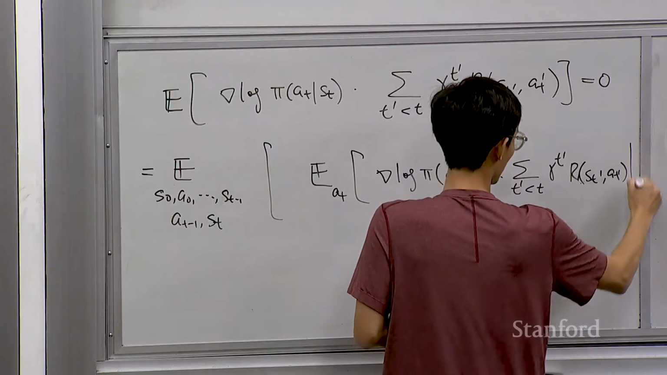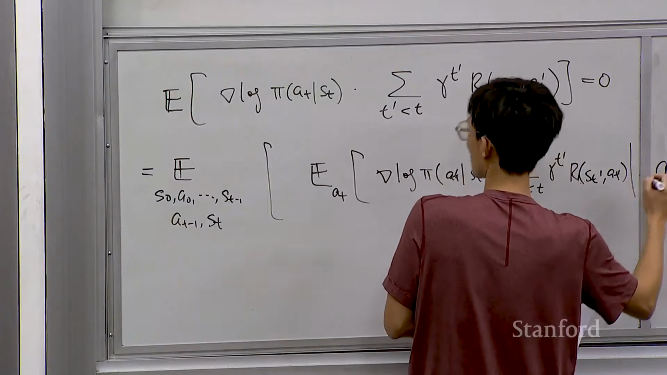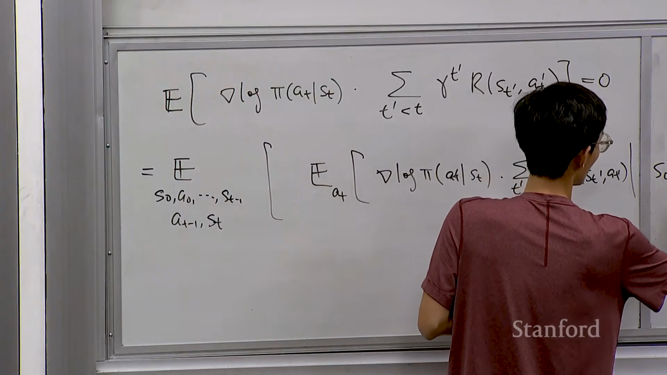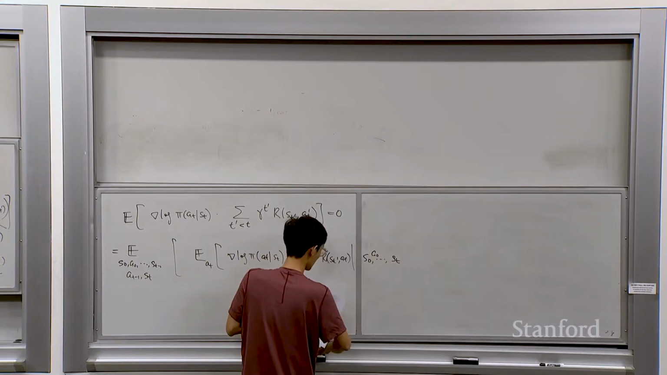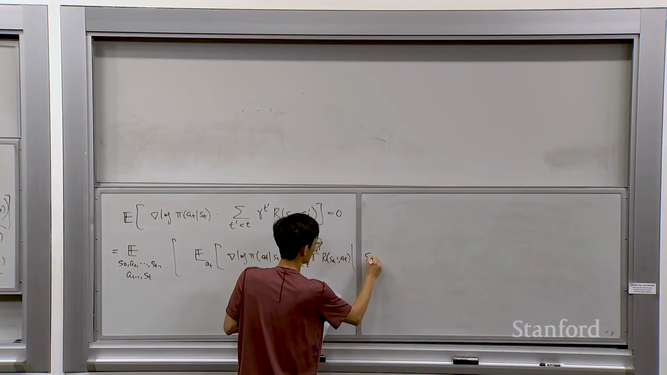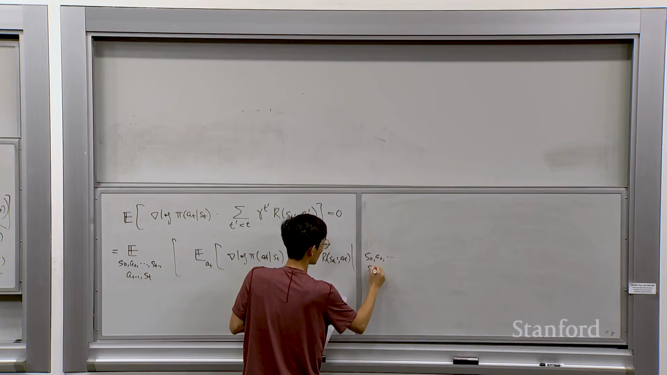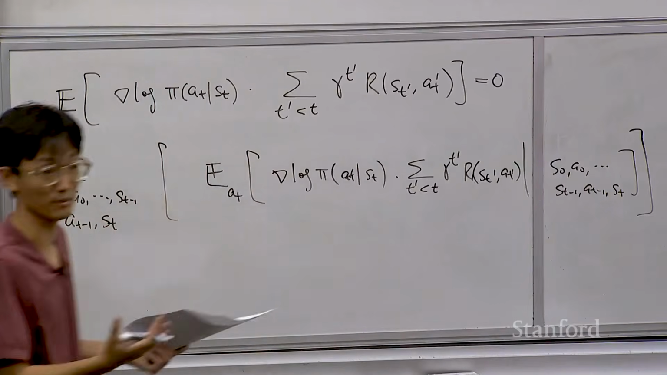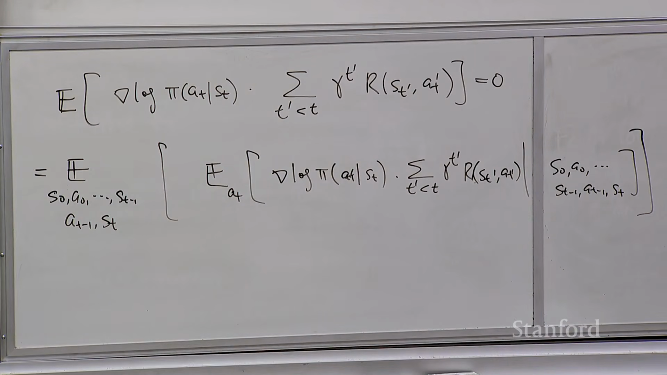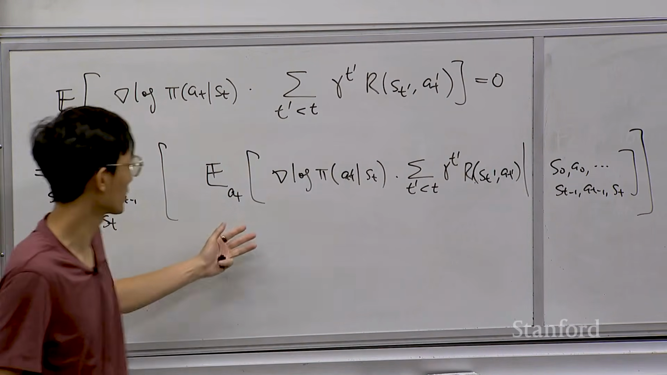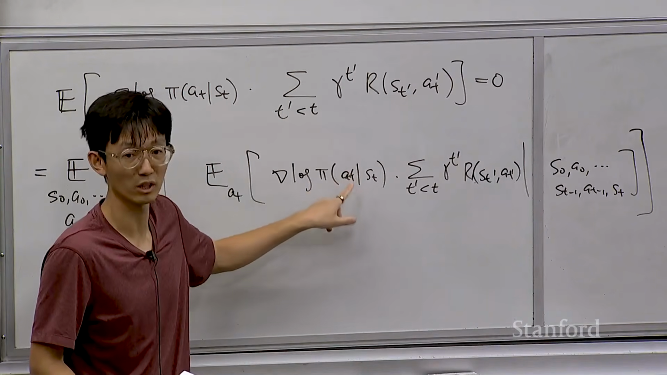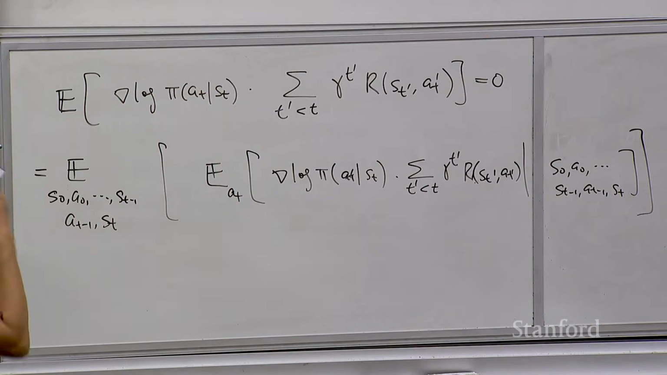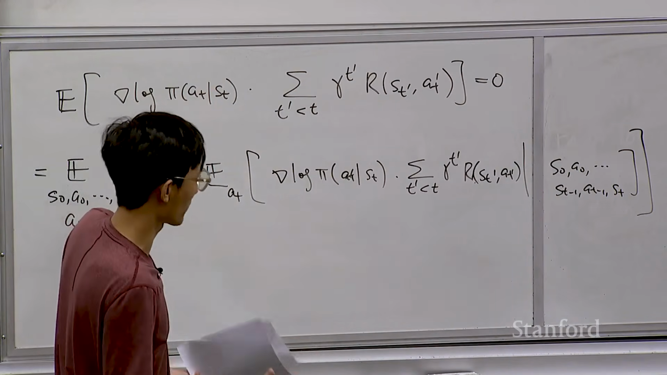And then in the inner expectation, you have already conditioned on S0 up to St. So you have this nested expectation. This is a law of total expectation, right? In some sense, you are fixing these random variables. You are looking at the conditional expectation only over the randomness of AT, and then you take expectation over the things that happened in the past. And this is just the law of total expectation.